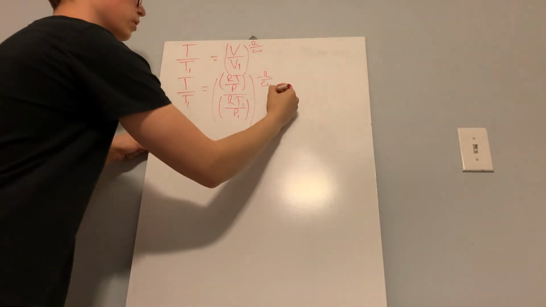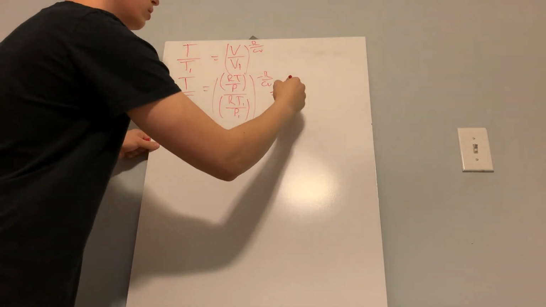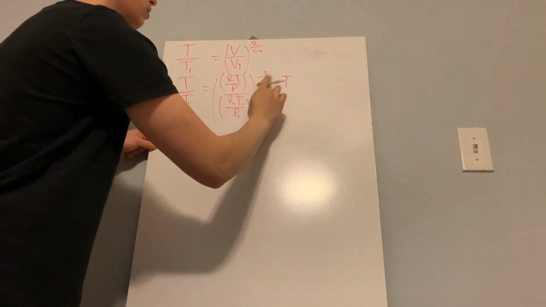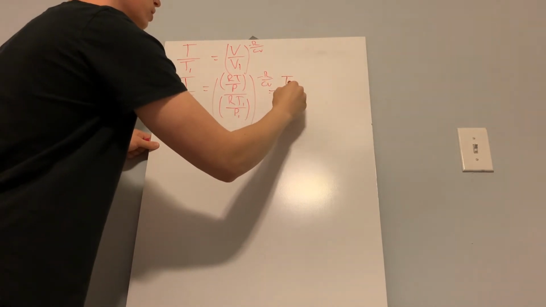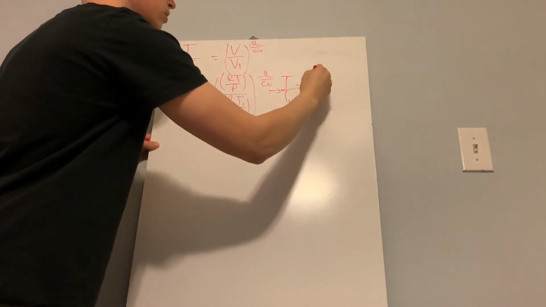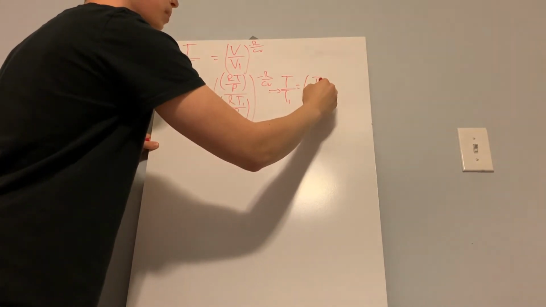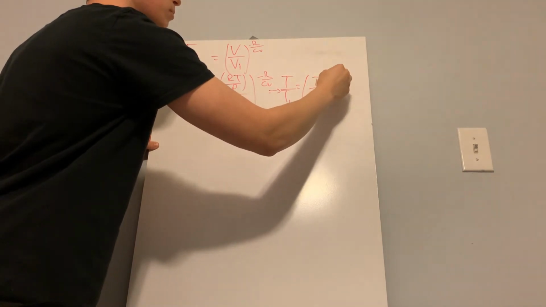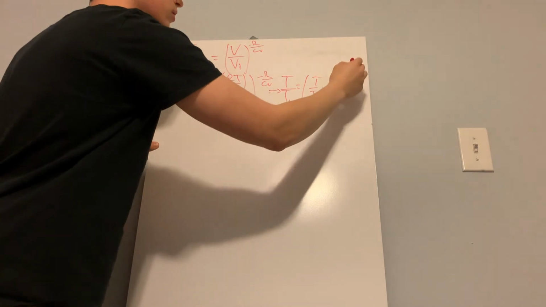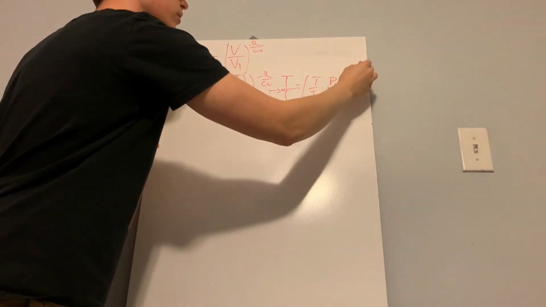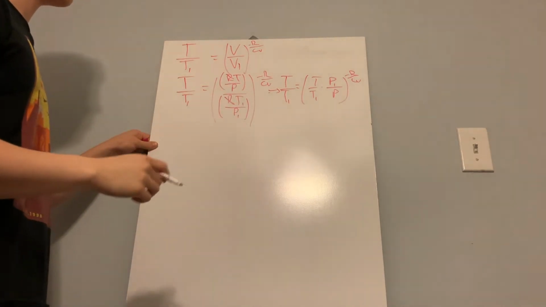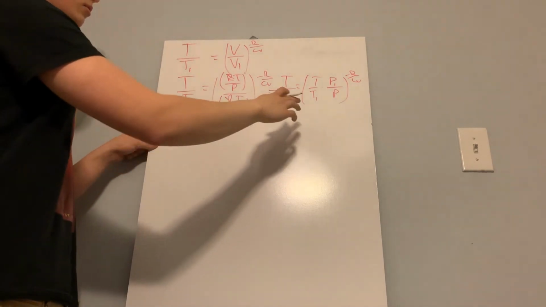And then with some algebra, we come to T over T1 is equal to T over T1 times P1 over P raised to, again, negative R over Cv. This is because the R's cancel out, and then we're left with this.